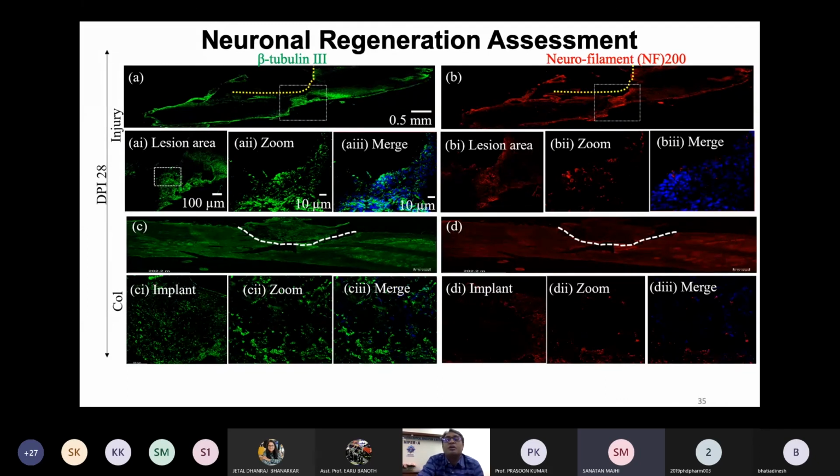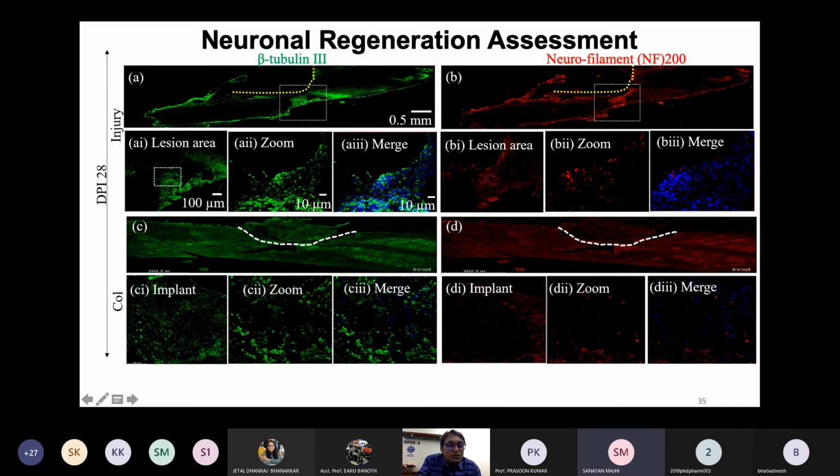looked into immunohistochemistry to see whether they have repaired the injured spinal cord or not. Here you can see this is an injury group. We have marked the injury area with this yellow dotted line. This is day 28. You see there is no neuronal marker expression, no beta tubulin expression here.